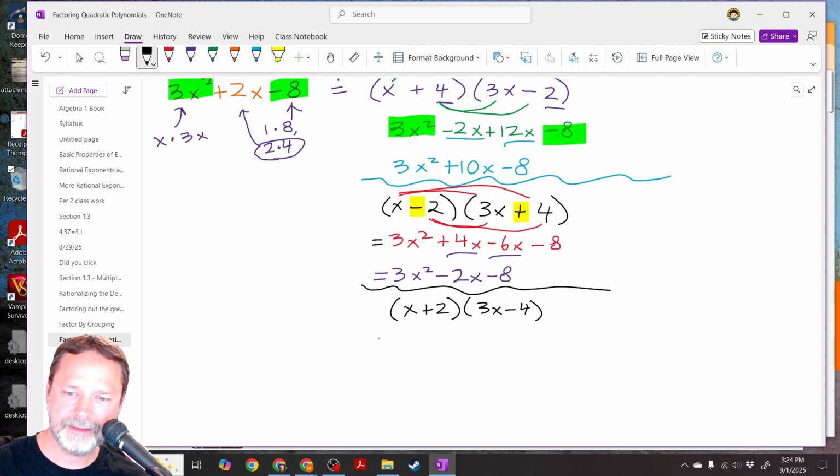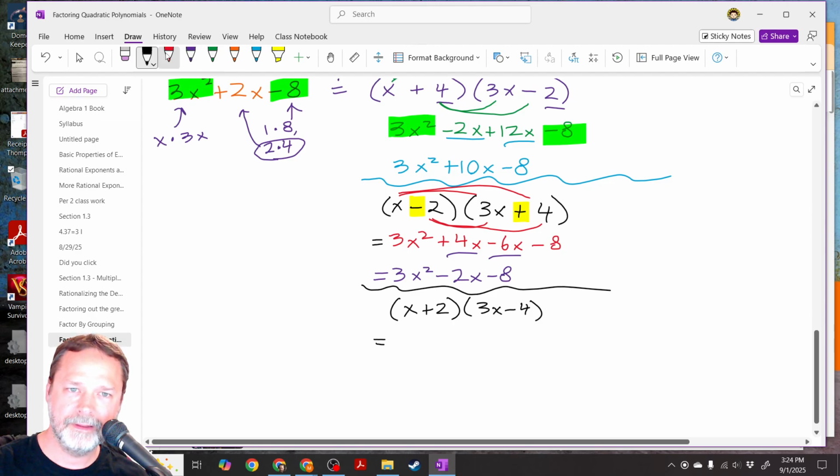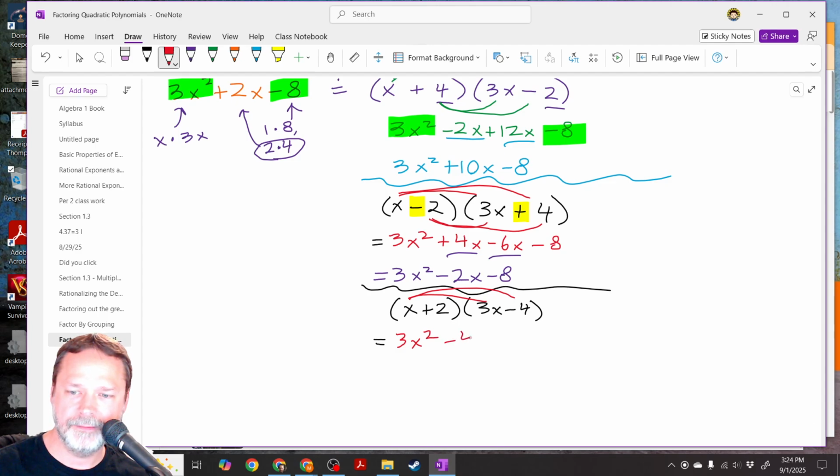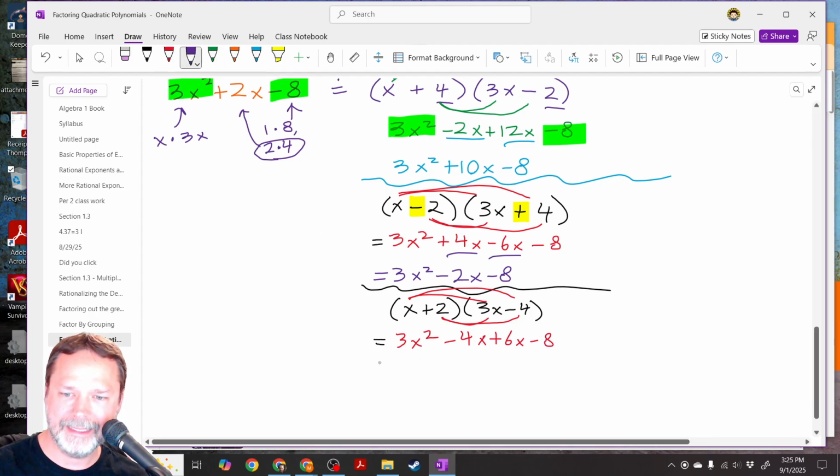So x times x is 3x squared. X times negative 4 is negative 4x. 2 times 3x is positive 6x. And 2 times negative 4 is negative 8. There it is. We got it. 3x squared plus 2x minus 8. Love it.